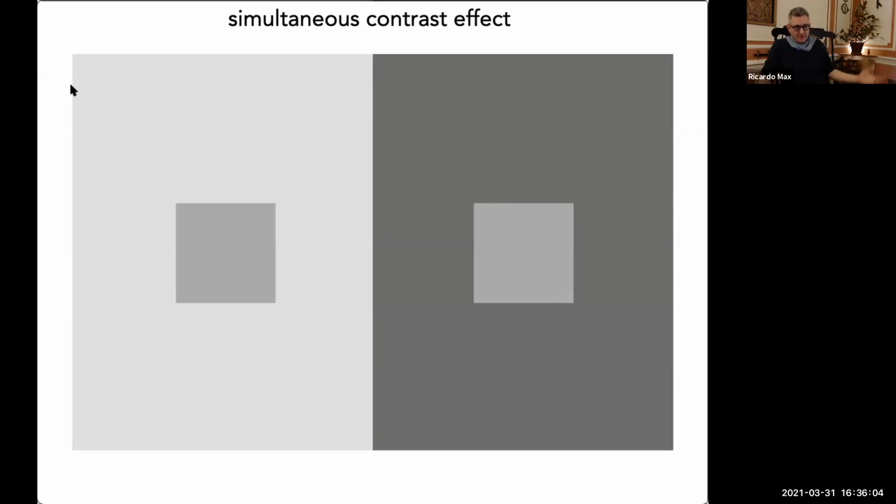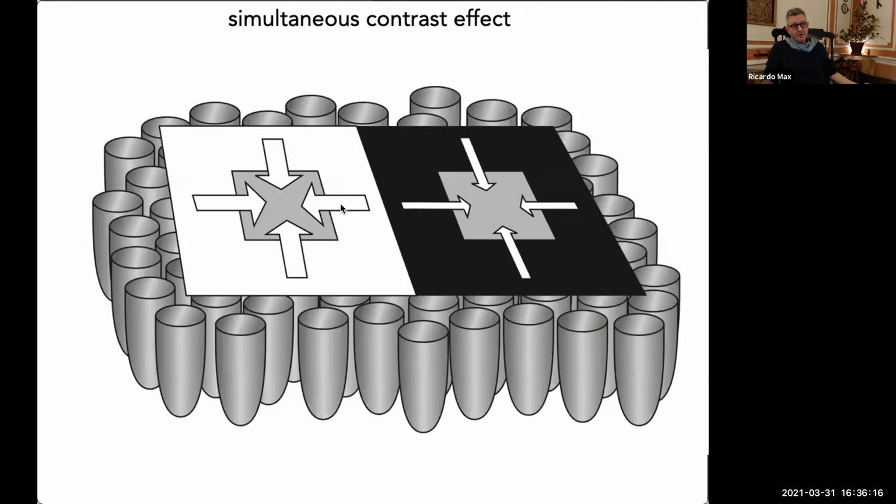The illusion here, the perception is that this is darker than this, right? Everybody perceives that. Yes? Okay. But they are not. They are exactly the same shade. What's happening is lateral inhibition because of the foreground of this gray area. Okay?